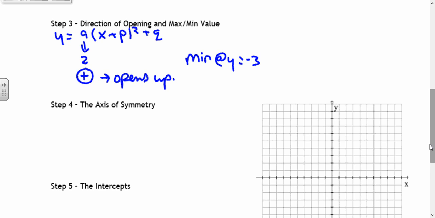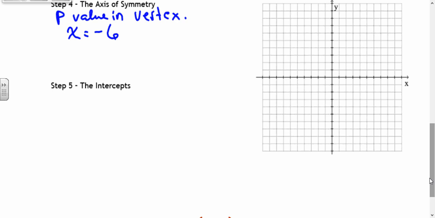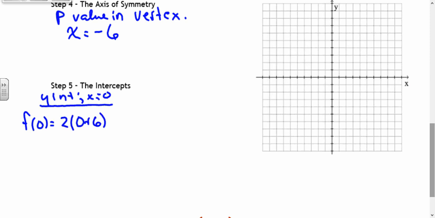Our axis of symmetry, this is the p value in vertex form. So that means x is equal to -6. And our intercepts. So let us find our y-intercept by plugging in 0 for x. So f at 0 is equal to 2 times (0 plus 6) squared minus 3.